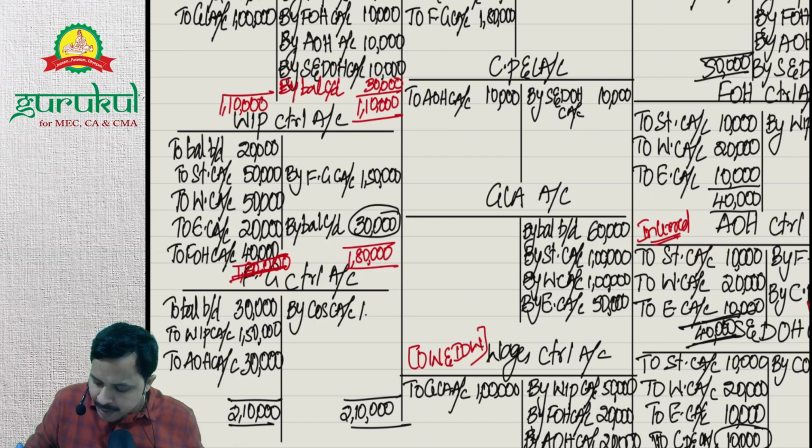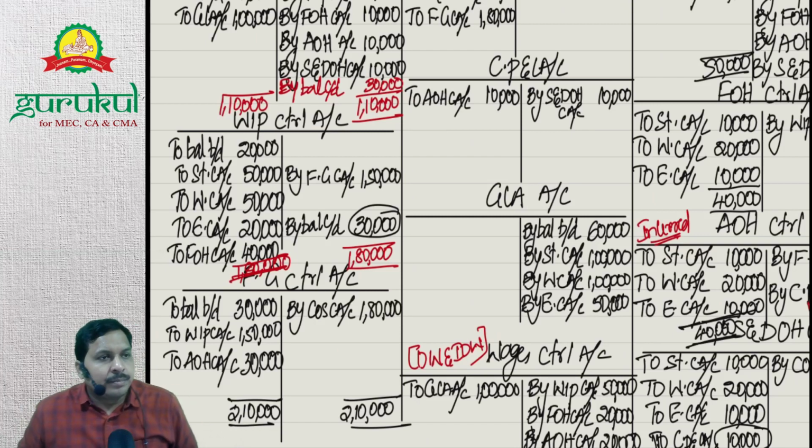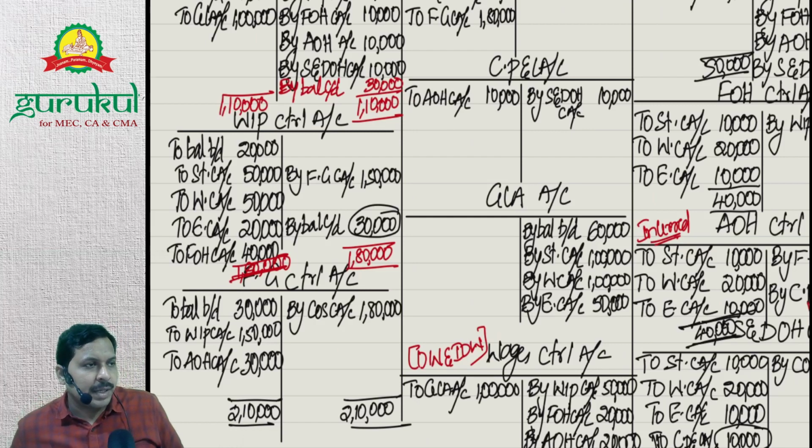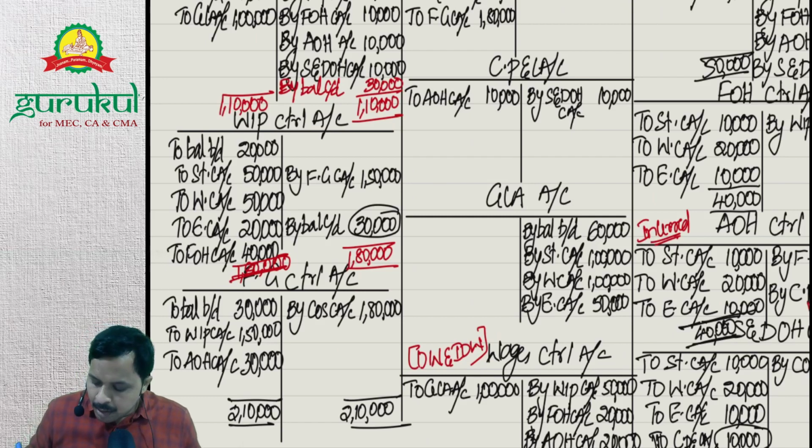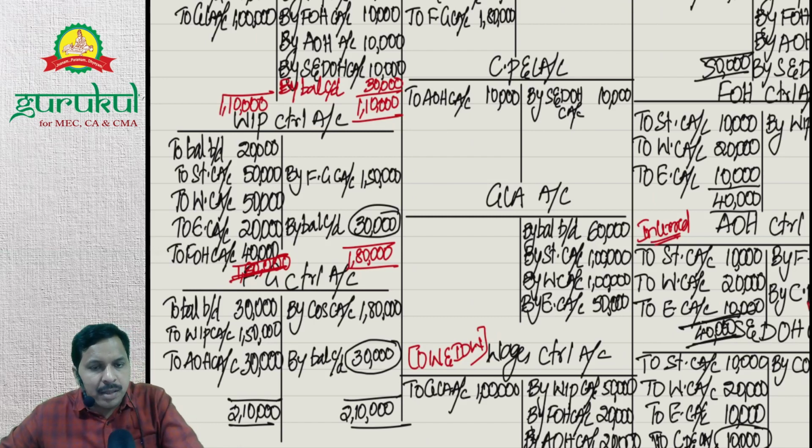I took some 1,80,000. Entry: cost of sales control account debit to finished goods control account. Now in finished goods we have a balancing figure of how much? 30,000. Now the closing stock of finished goods is a balance carried down of 30,000. Closing stock of finished goods.